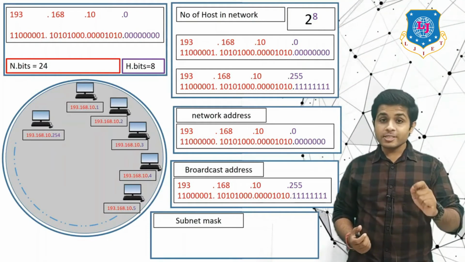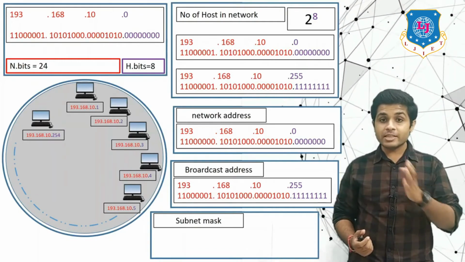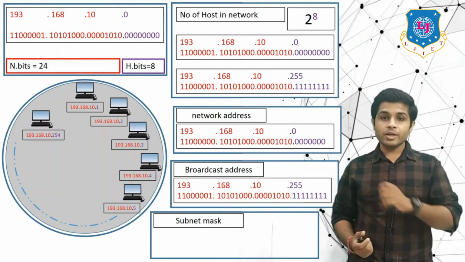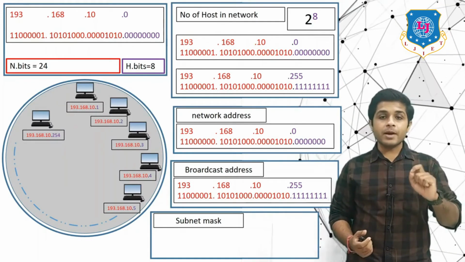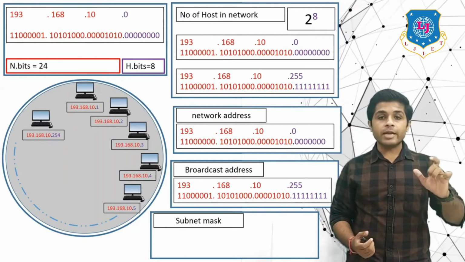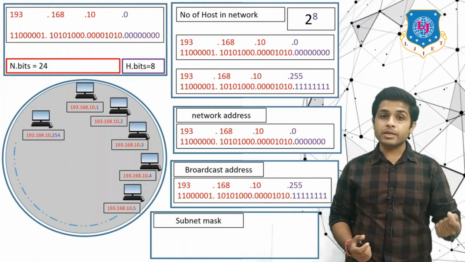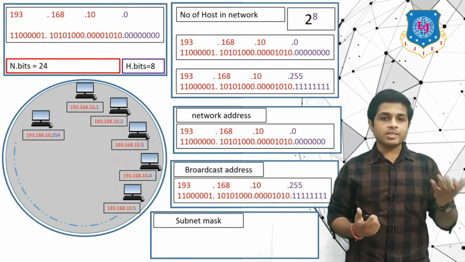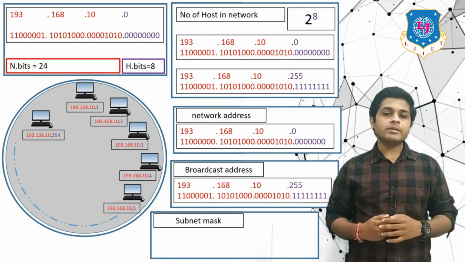Do you notice that the value of the network has changed? It means that that IP address is of another network. Okay, so two things should be remembered: the value of the network bits should remain the same throughout the network, but the value of the host bits can change as the host changes.